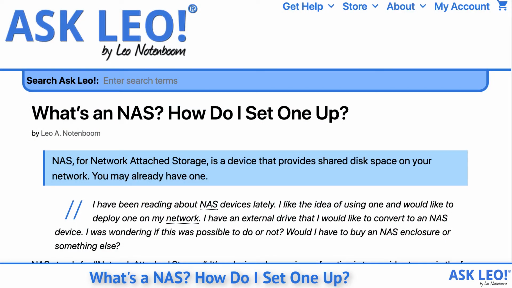What's a NAS? How do I set one up? NAS, for Network Attached Storage, is a device that provides shared disk space on your network. You may already have one.